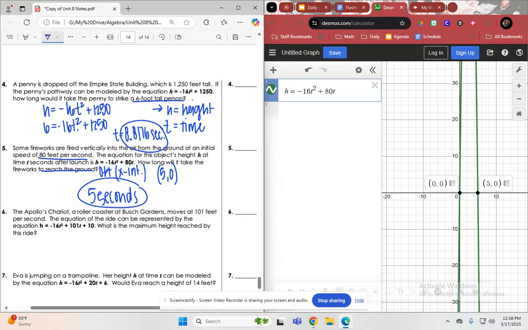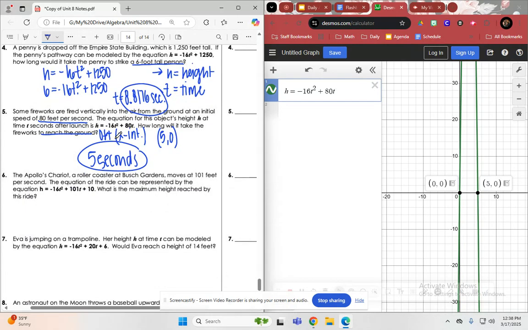So I want you to try number 6 and 7, and it'll be checked in tomorrow. So pay attention to what the question is asking for and what you need to replace. 6 is looking for your maximum height. So remember, that is your vertex. And then 7 is giving you a height. So you are going to need to replace that within your equation. Okay? Give it your best try.